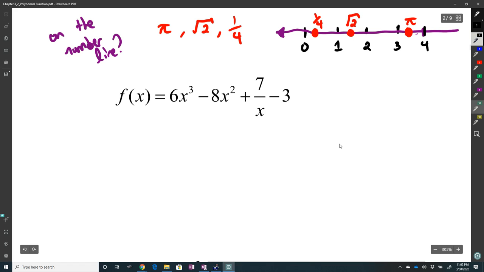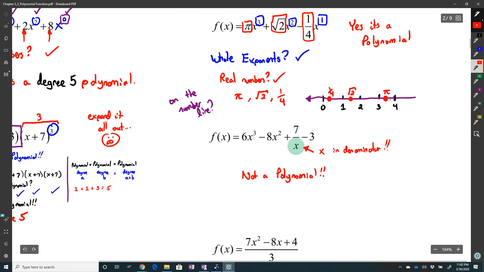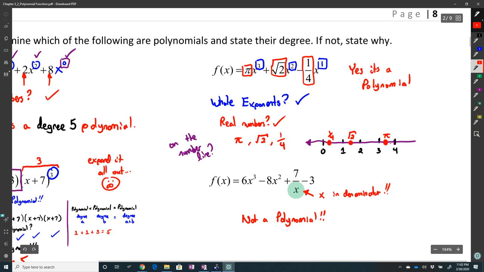So the first thing you'll notice is this guy right here. We have an x in the denominator. So right off the bat, we know this is not a polynomial. If it's not a polynomial, you don't have to worry about degrees. That reminds me, did I find a degree for number 2? So the degree for this one was degree 3, because that's the largest exponent.